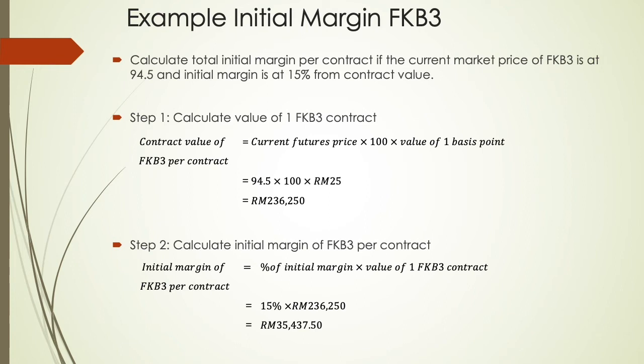So you get 236,250 ringgit. Then step number 2, you calculate initial margin of FKB3 per contract. Initial margin of FKB3 per contract is percentage of initial margin times value of one FKB3 contract. So 15% times 236,250. So you get 35,437 ringgit and 50 cents.